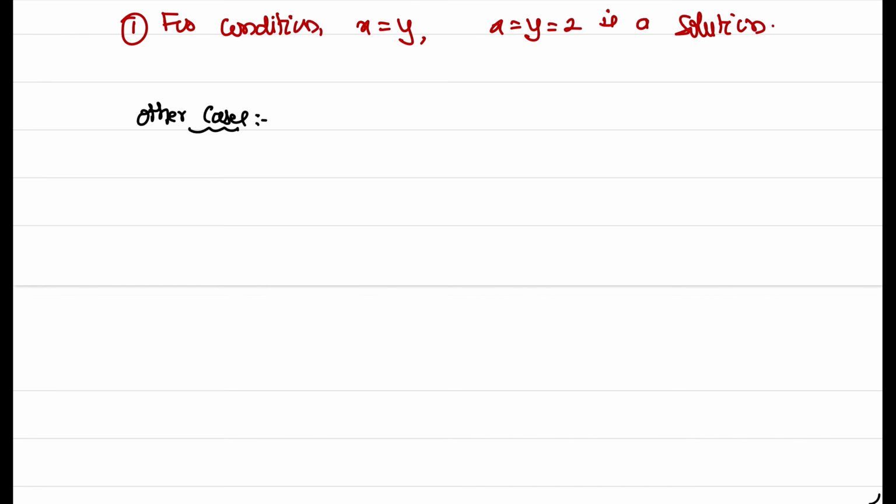Because we have to prove the uniqueness of the solution that x is equal to y is equal to 2, for that, to prove the uniqueness of it, we have to take up the other cases. Here, what is given? The equation is y ln x to the base y plus x ln y to the base x is equal to xy.